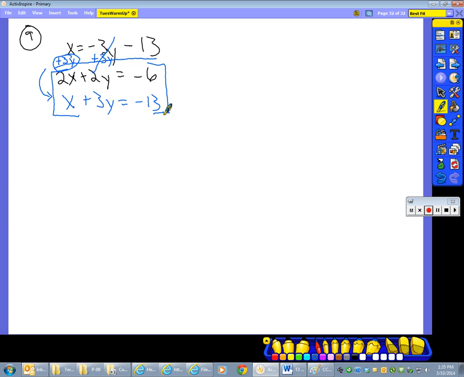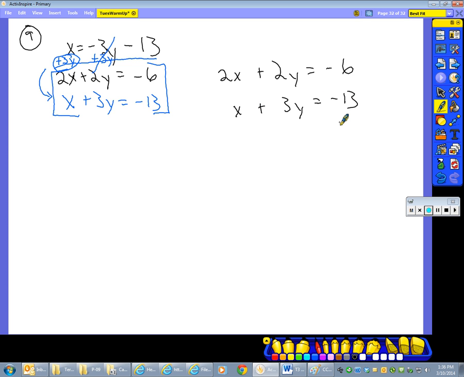Which one do you think is going to be easiest to eliminate, the x or the y? Yeah, it is. The x is actually going to be easier to eliminate. I could eliminate the y, but it's going to take more steps. So what I'm going to do, because I've got a lot of work kind of scrunched up there, I'm going to rewrite my equation. So I've got 2x plus 2y equals negative 6. And I also have x plus 3y equals negative 13.